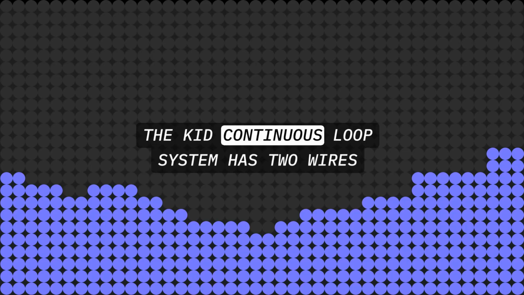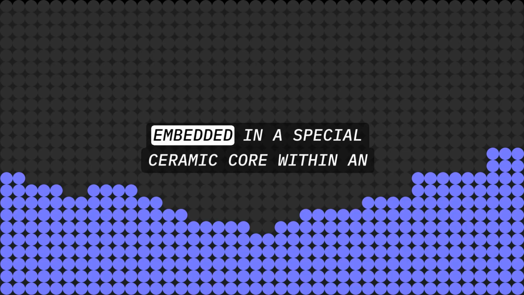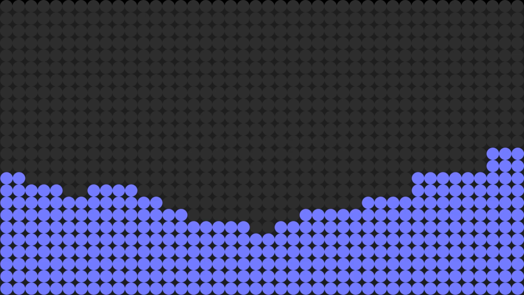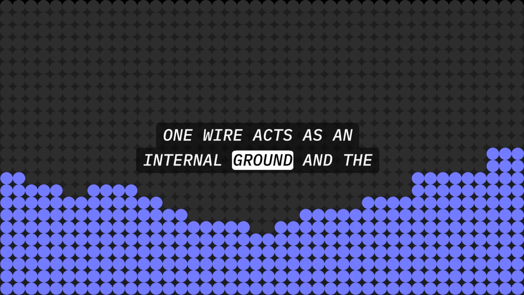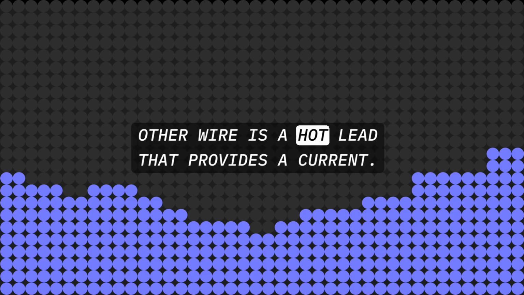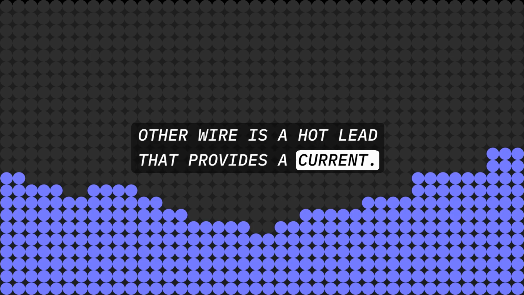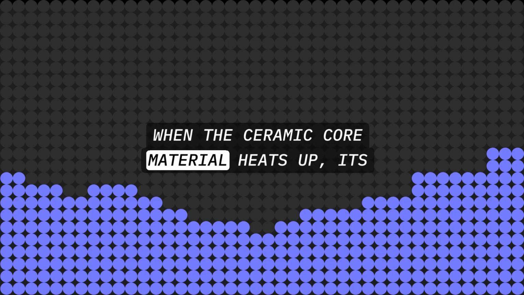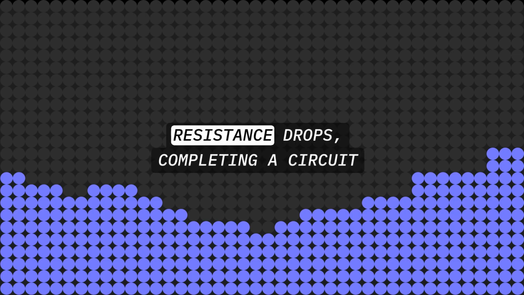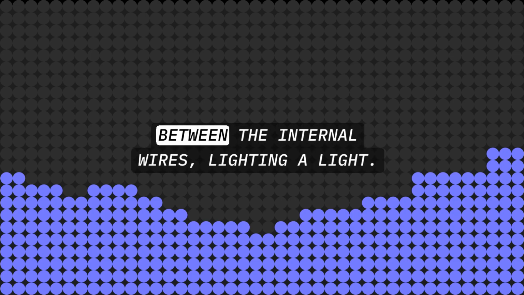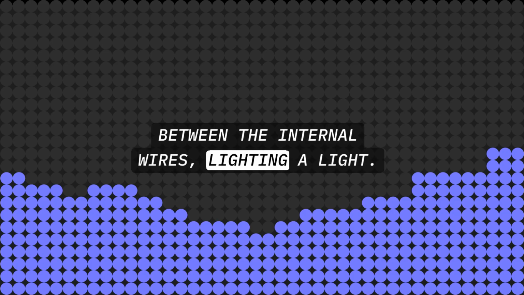Describe the operation of a KID continuous loop fire detector system. The KID continuous loop system has two wires embedded in a special ceramic core within an Inconel tube. One wire acts as an internal ground, and the other wire is a hot lead that provides a current. When the ceramic core material heats up, its resistance drops, completing a circuit between the internal wires, lighting a light.